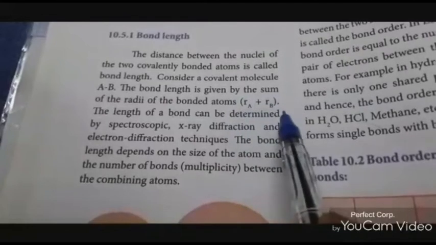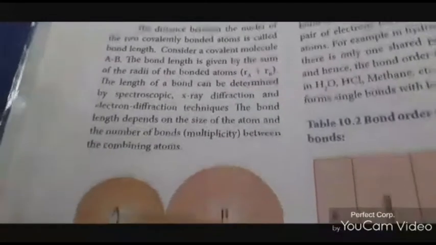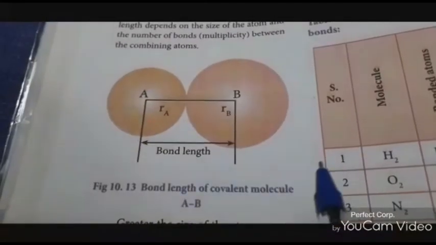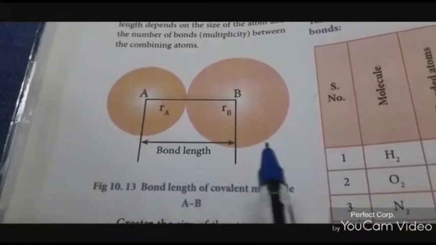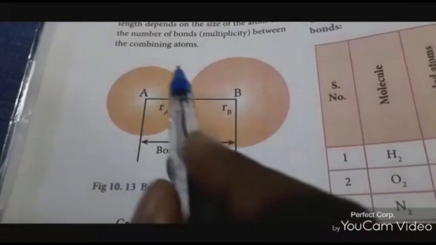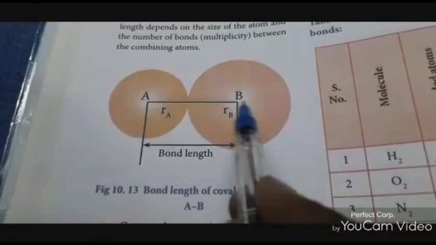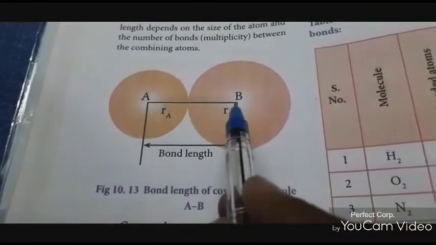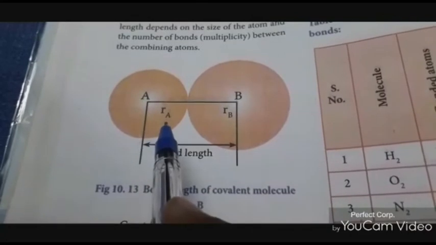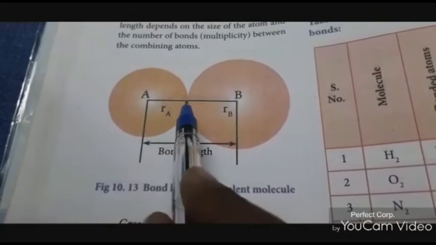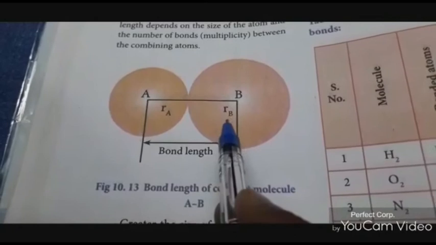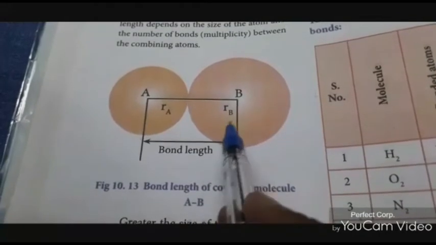It should be explained by the diagram. In this diagram, we are having a covalent molecule AB. This is atom A, this is atom B. They are connected through a covalent bond in which Ra is nothing but the radius of A atom, Rb is nothing but the radius of B atom.